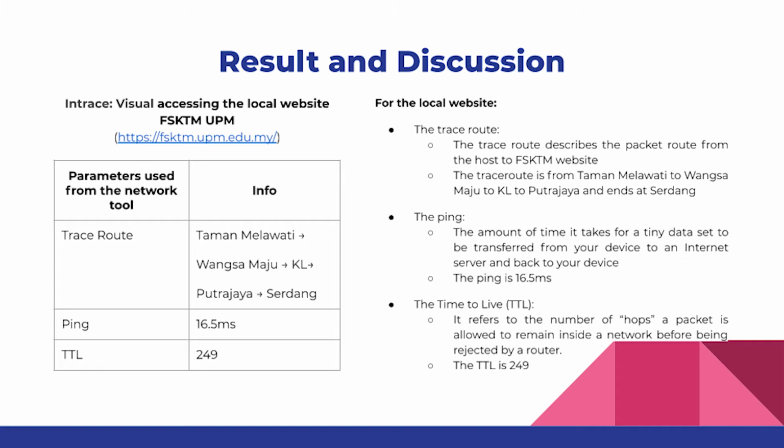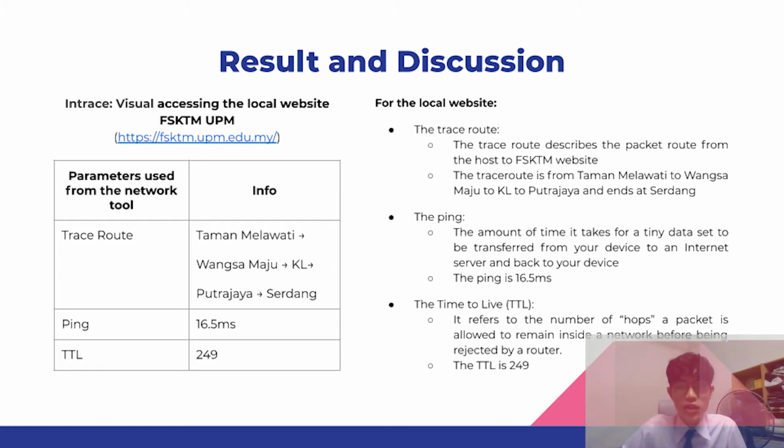It is the mechanism which limits the lifespan or lifetime of data in a computer or network. In other words, it is the number of hops a packet is permitted to travel inside a network before being refused by a router. The TTL in this case is 249.